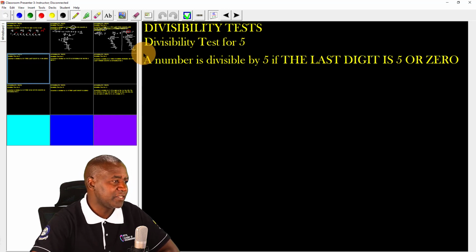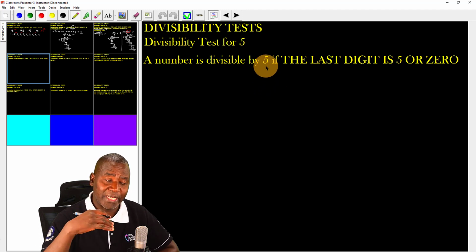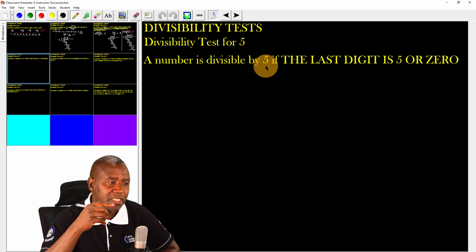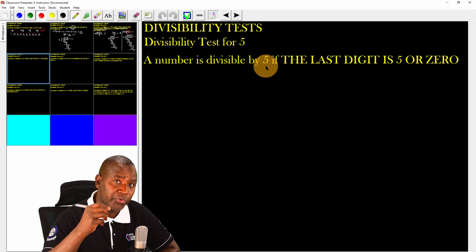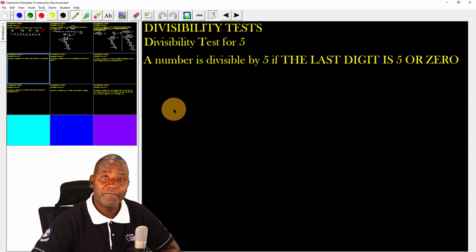Let's look at the divisibility test for 5. This is one of the simplest, so we won't waste much time here because we also looked at it in our last example. The divisibility test for 5 is as follows. If the last digit is 5 or 0, then that number is divisible by 5.